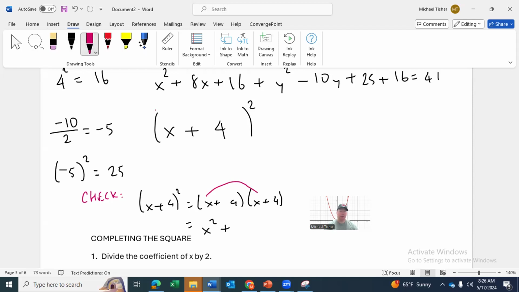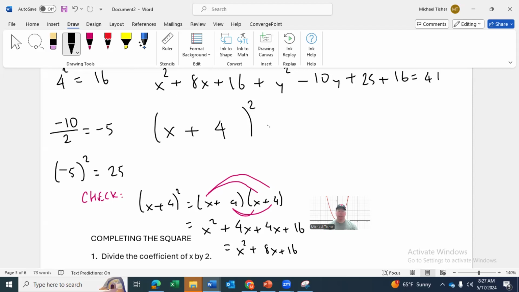plus, then we have this x times this 4, which is 4x, plus, and this 4 times this x, which is 4x, plus, and then we get a 4 times the 4, which is 16. And if we simplify this out, this will be x squared plus 8x plus 16, which is indeed that previous expression. So essentially, we did the reverse of multiplication. And reverse of multiplication is like completing the square in this sense. So we get x plus 4 parentheses squared.